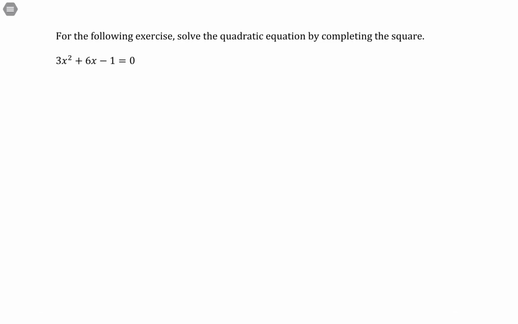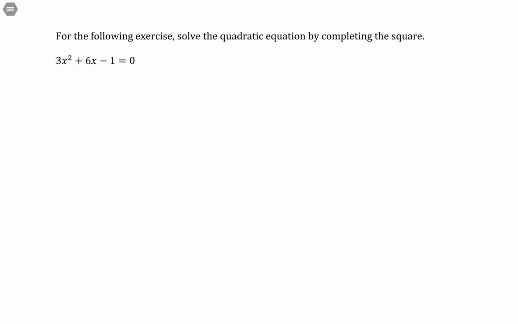For the following exercise, solve the quadratic equation by completing the square. Whenever you have a quadratic, and you'll know that you have a quadratic because there's a squared term in your equation, and that's the highest degree variable, at that point you want to get everything to one side and try to factor. But if the problem won't factor, or if you're just not finding the right combination of factors, then you need to use more advanced methods like completing the square or the quadratic formula.